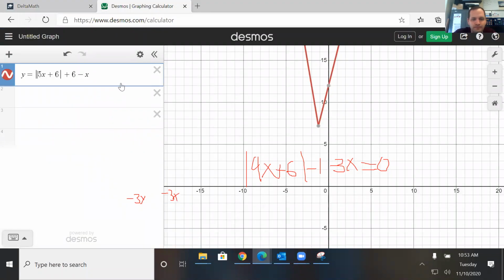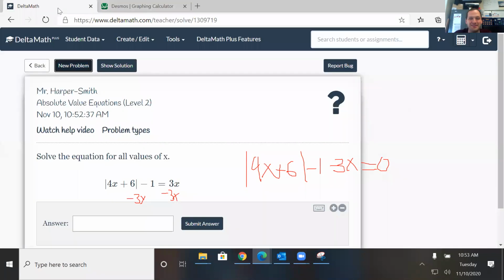So we got the absolute value of 4x plus 6, minus 1, minus 3x equals 0. All right. Ooh, we're running into the same exact problem. There is no answer. Okay, it never crosses the x-axis. So in this problem, the answer is nothing. There is no answer here.